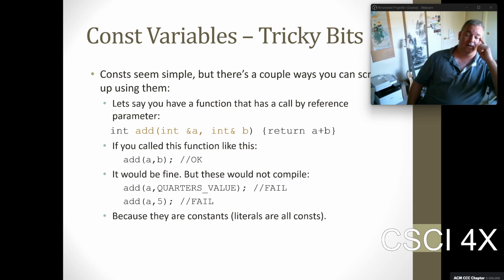You cannot pass a constant to a call by reference parameter unless the call by reference parameter is const reference. If it's const reference, it's fine, because you can't modify a const reference parameter. But if you just pass it in by reference like this, you can't. It will not compile. It will not allow you to pass a constant. You can pass it by value. That's fine because it just duplicates the thing, and no harm, no foul.